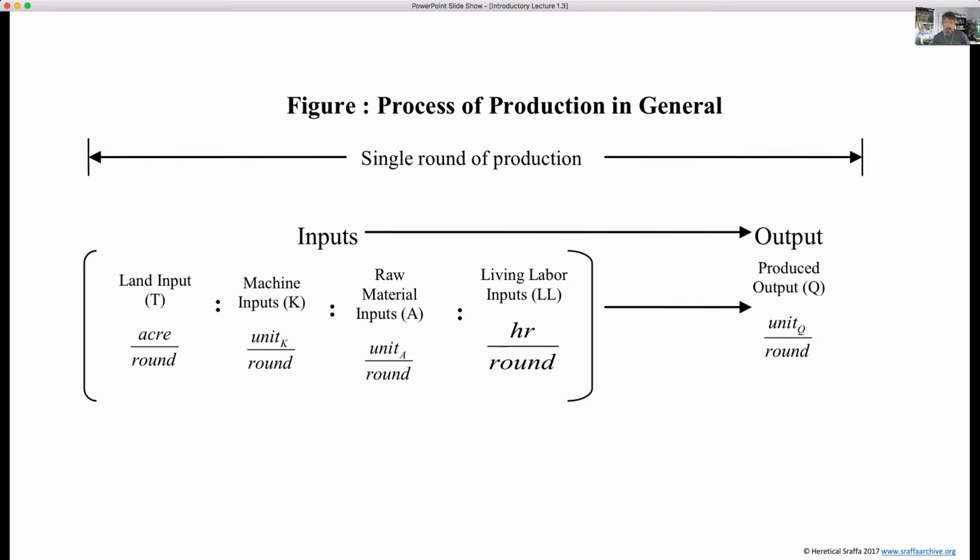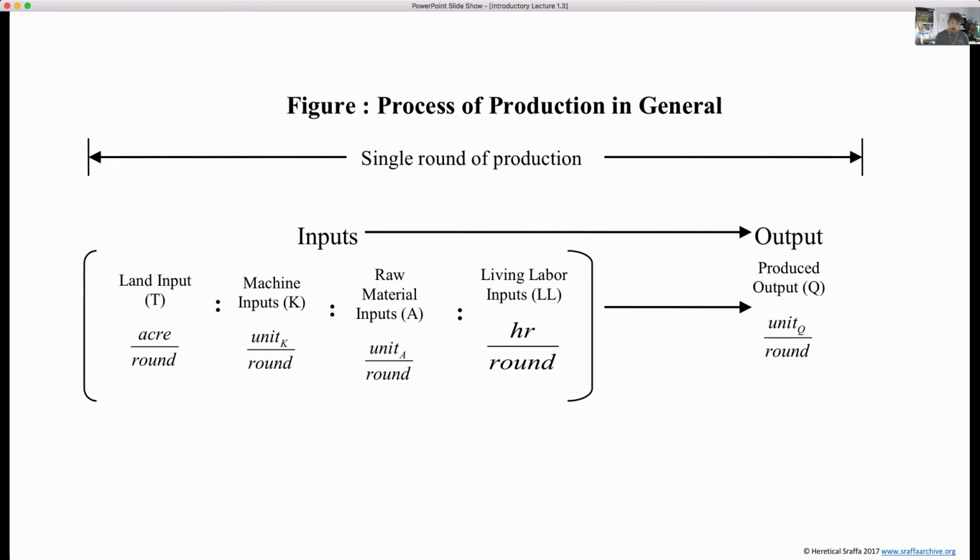So here I draw the production process in general, and this is going to be the physical use value quantity relations, right? On the input side, we're going to have a variety of different inputs which are used to produce on the output side a gross output, which we're going to call Q. Generally speaking, you're going to have 4 different inputs.